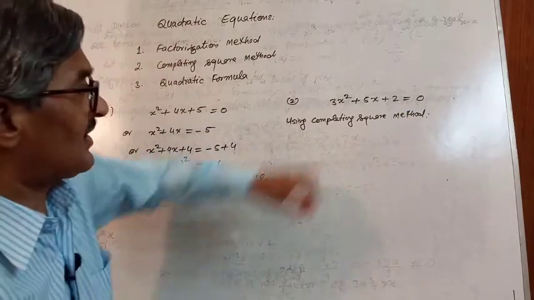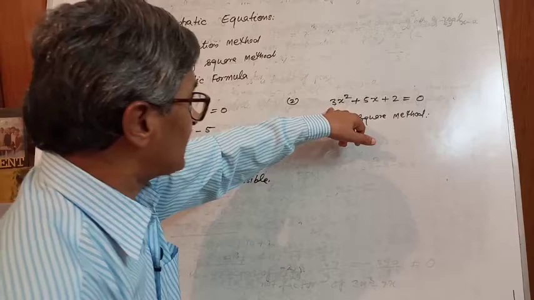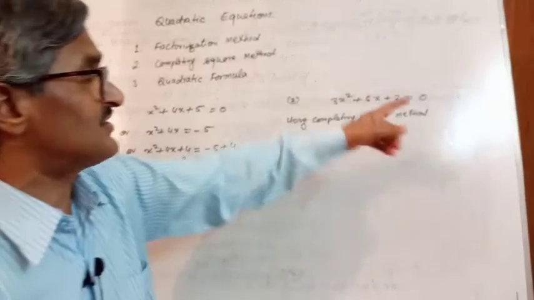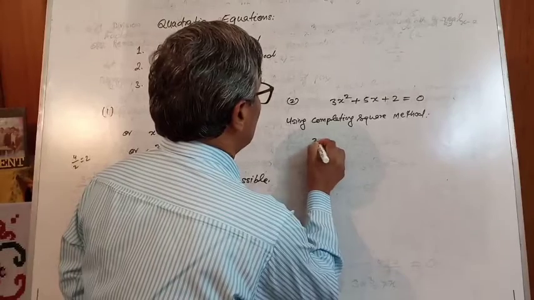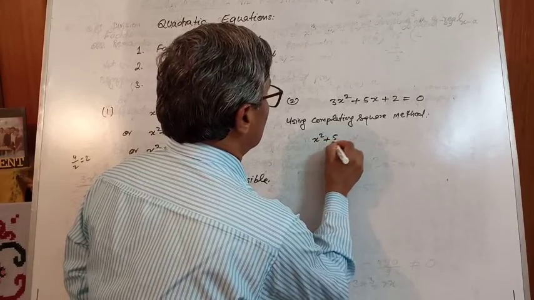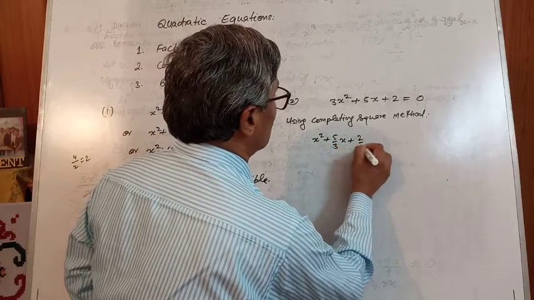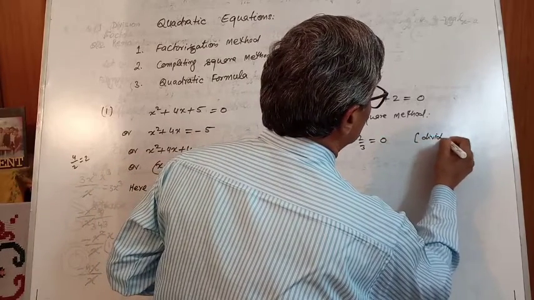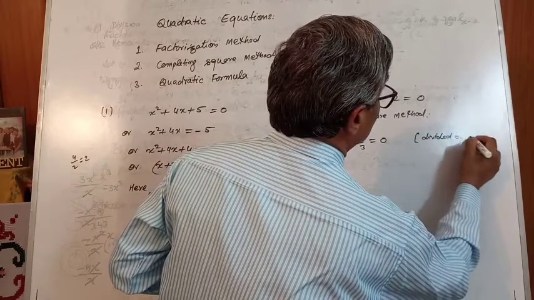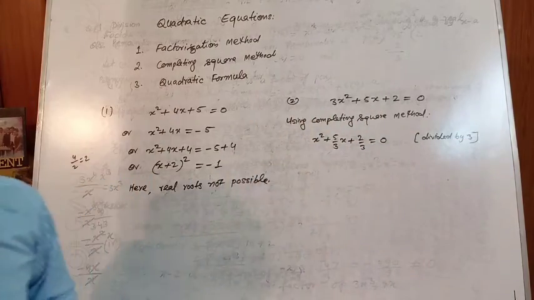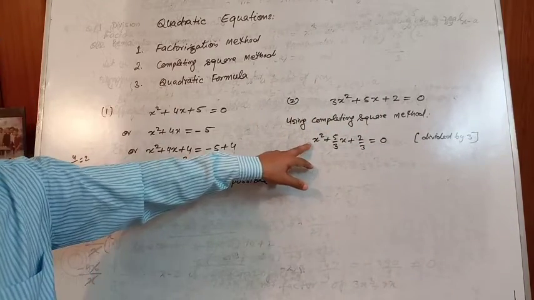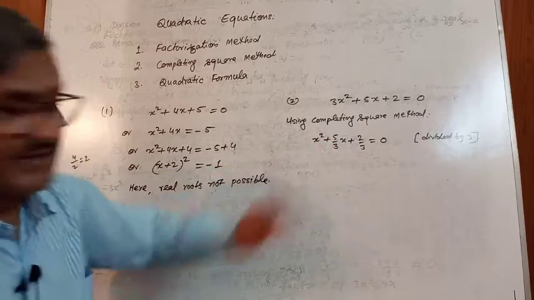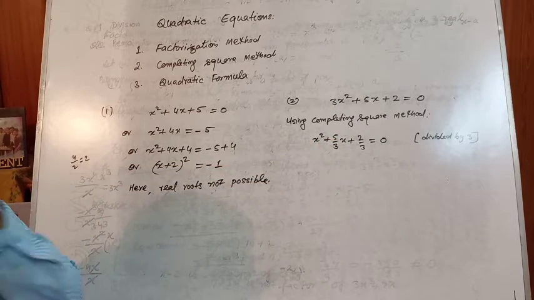So first, divide the equation by 3, the coefficient of x square. What we get is x square plus 5 by 3 x plus 2 by 3 equal to 0. Here we want the coefficient of x square to be 1. Now the coefficient of x is 5 by 3.